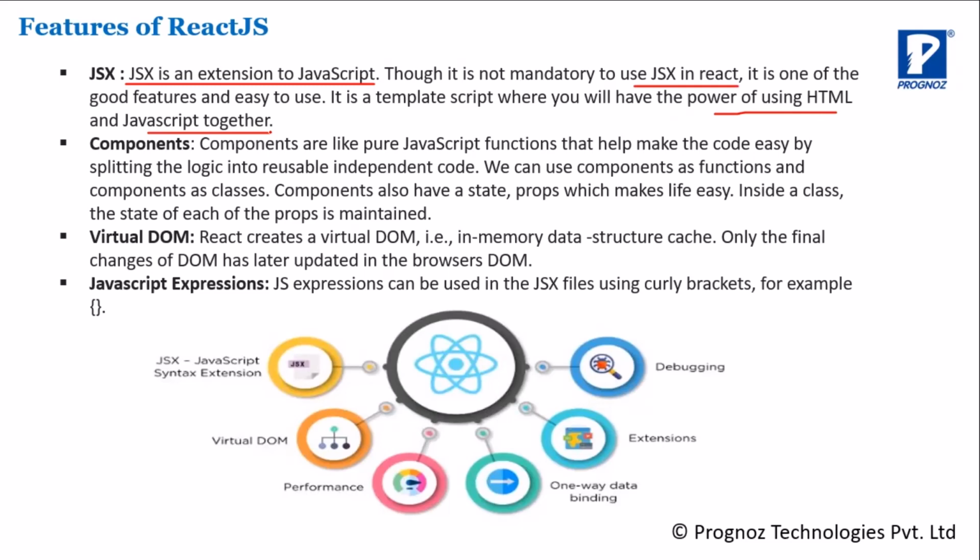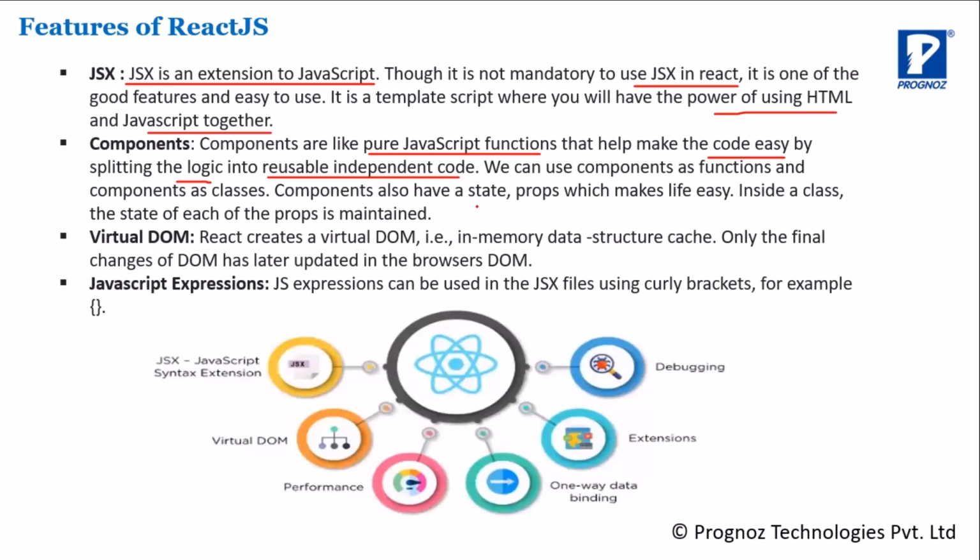The next feature of React is the component. Components are nothing but the functions which we create in the application. Just like you create functions in JavaScript. The functions which we create in a React application are called components. Components are pure JavaScript functions, which help to make the code easy, split the logic, and make it reusable, independent code. And we can use a component as a function. So how do we represent a component? As a function or as a class.